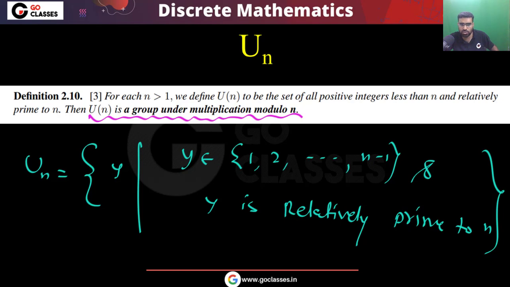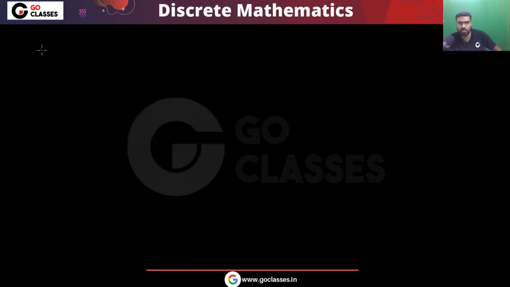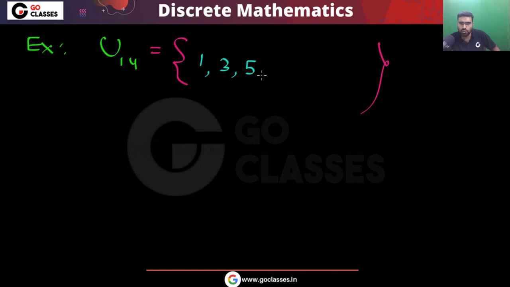This point we have already seen. For example, what is U14? U14 means all the elements which are co-prime to 14. 1 is co-prime to 14, 2 is not, 3 is co-prime, 4 is not, 5 is co-prime, 6 is not. 7 is not co-prime to 14, because GCD of 7 and 14 is 7.